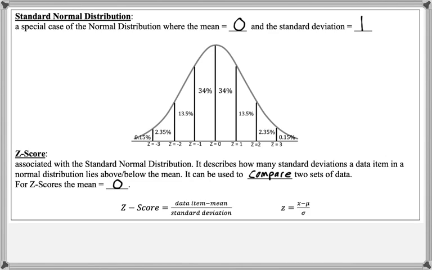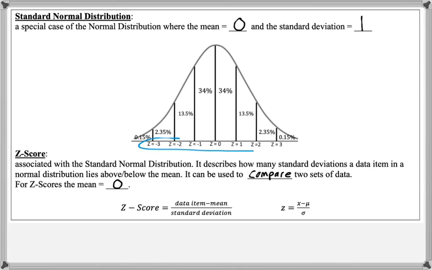So if you look at the graph for the standard normal distribution, we have a z-score of 0 at the mean. We have a z-score of 1 when it's one standard deviation to the right of the mean. And we have a z-score of -1 when it's one standard deviation to the left of the mean.